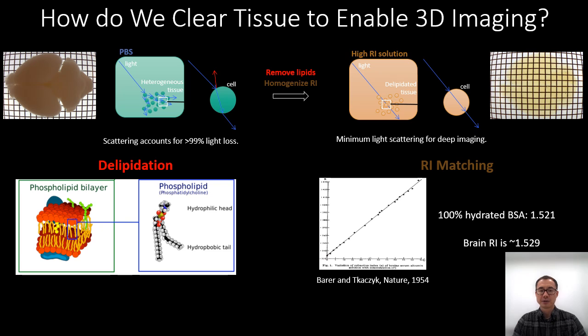During our optimization of the procedures, we have been trying to delipidate the sample completely while preserving the protein scaffold in its original form, and therefore the overall refractive index would be fixed to a very narrow range that we can match really well.